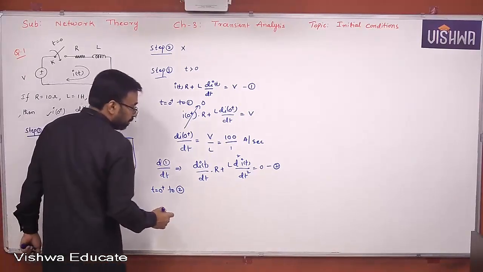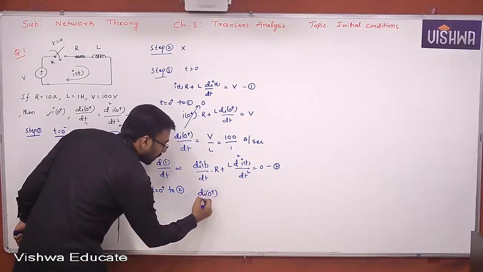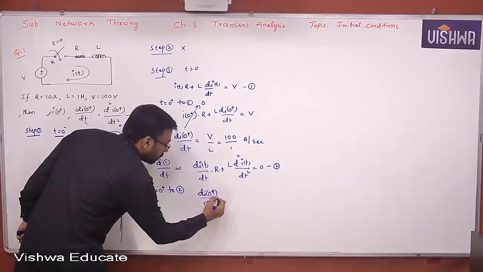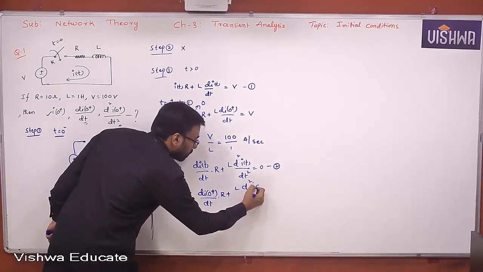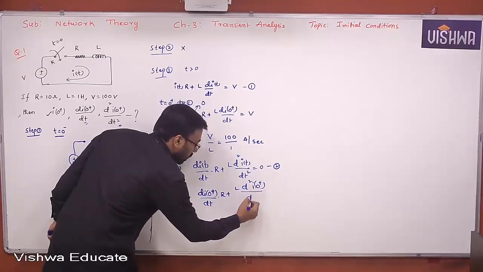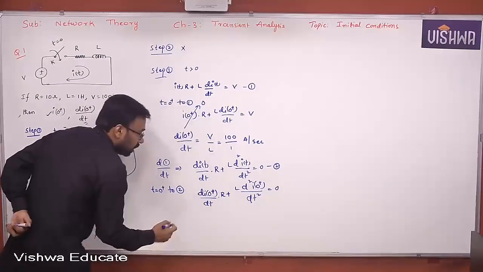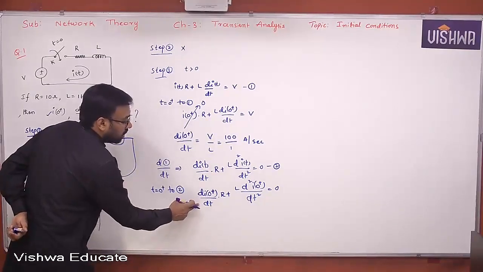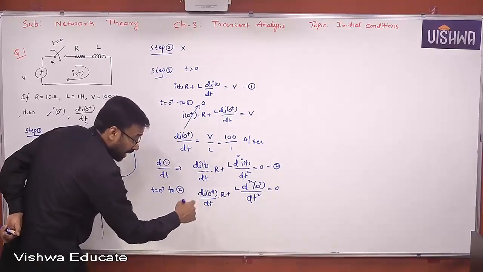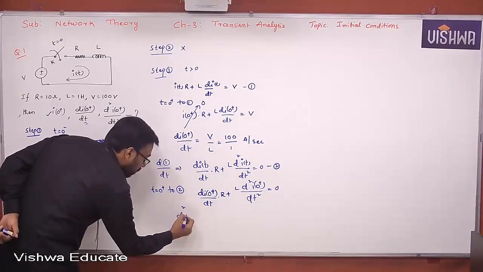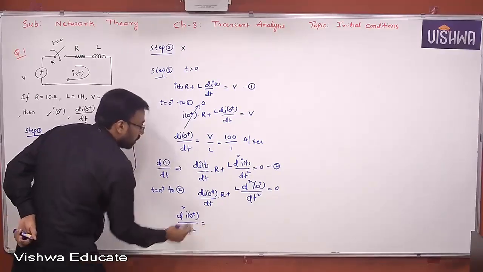So what do you get here? di of 0 plus by dt into R plus L d square i of 0 plus by dt square is equal to 0. Now if you substitute here, it's already 100 and you just send it out, then minus R by L. So d square i of 0 plus by dt square is equal to minus R by L.